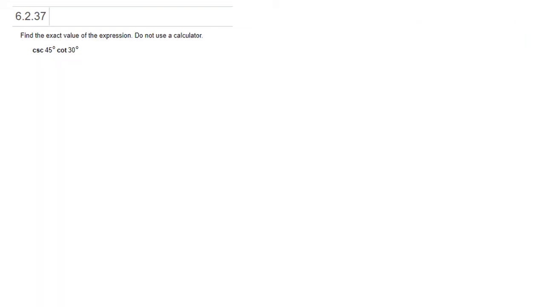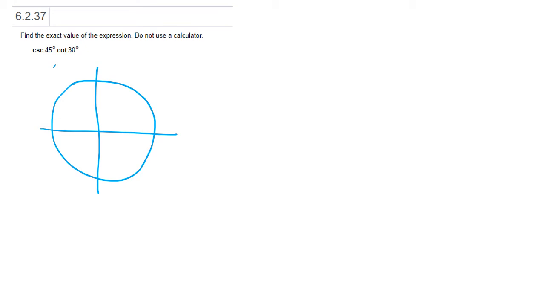Moving on. Let's find an exact value for this expression. Okay. Pardon me. So here is our standard unit circle, x squared plus y squared equals 1.